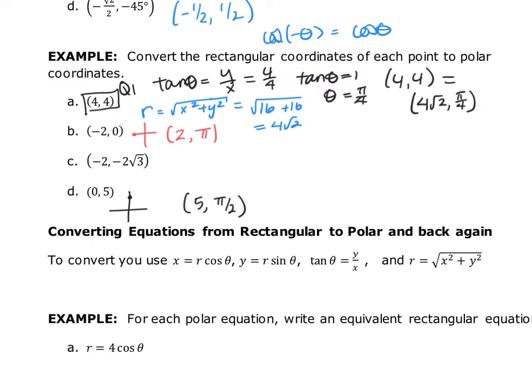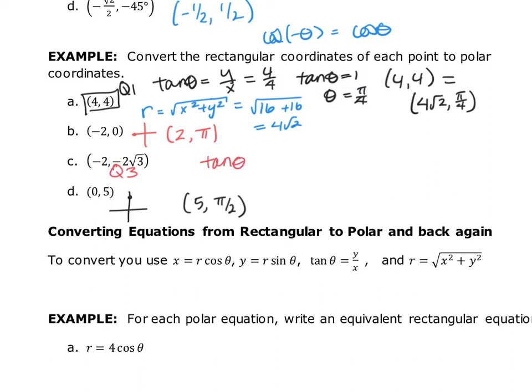Now the one that I'm going to have to do a little bit of work on is this one. So first of all, I have to remember where I am, because when I take the tangent inverse, it may give me the wrong angle referencing where I am. These are both negative. Both the x and y are negative, so I'm in quadrant 3. So I have to keep that in mind when I do the tangent inverse.